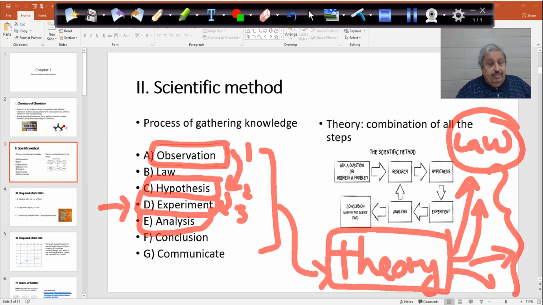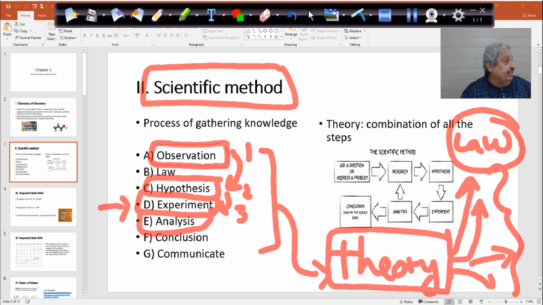So that's the first case, how you approach the scientific method. That's the way we approach the scientific method, the scientific procedure, or any observation we make. Any observation you make, you can follow the steps of the scientific method.